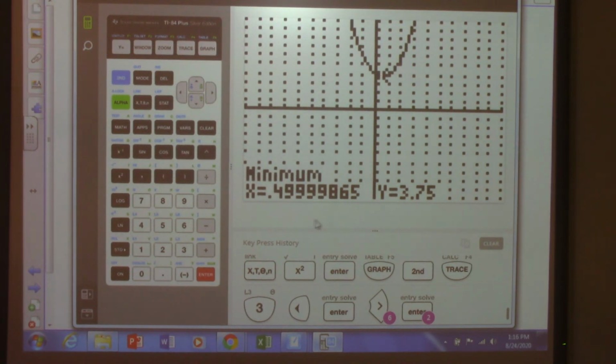So it says 0.4999999. So it's 0.5. It's kind of an idiosyncrasy of these calculators that you get a rounding error. It's not an error message, but it's a rounding error. So it's really 0.5, because that's going to be like 1/1,000,000th off of 0.5. So it's a minimum of 3.75 where x equals 0.5.